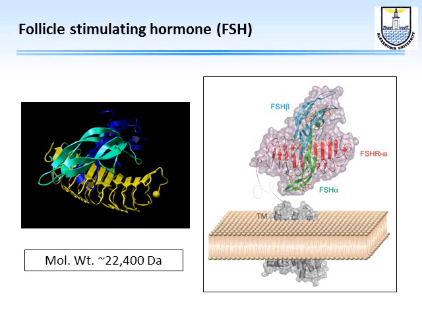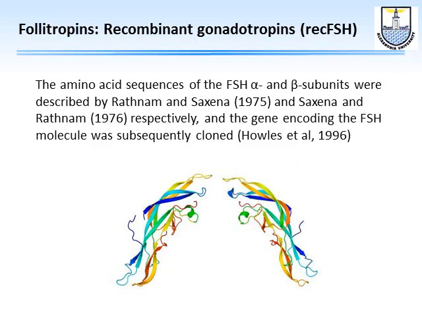And on the right side, we see how this large molecule exerts its function. It cannot go inside the cell, as we can see. This is the cell wall. And what the FSH is doing is that it is attaching itself to the receptor, which is partly inside the cell and partly outside the cell. But what I want to say is that by that time, the chemical structure of FSH was known. It was known through the work of Rathnam and Saxena, as you can see, and also by the work of Colin Howles.